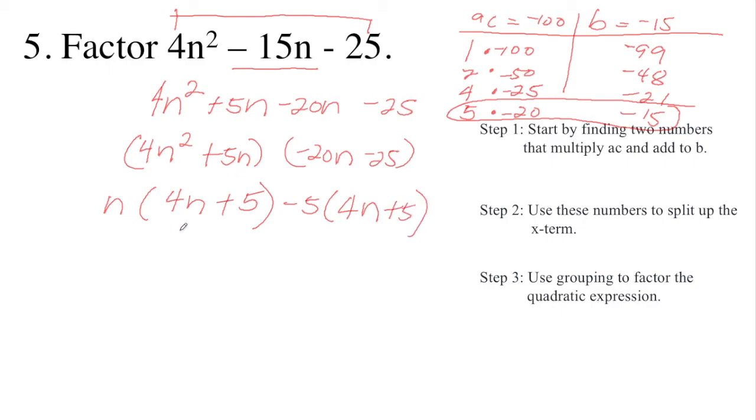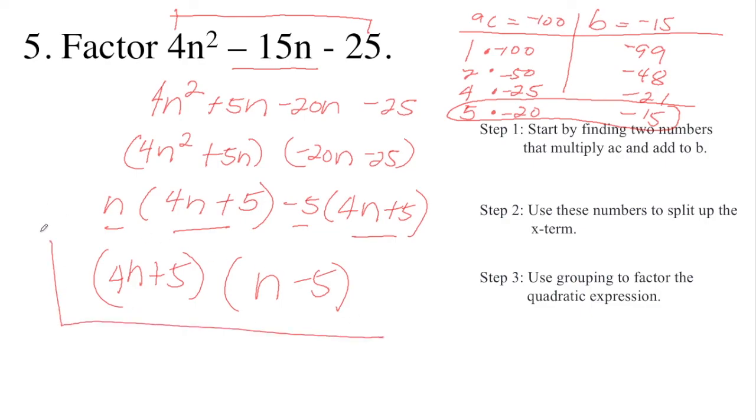And the final answer: factor out the common term, 4n plus 5, and multiply it by the remaining terms, n minus 5. And therefore, the final answer is 4n plus 5 times n minus 5.